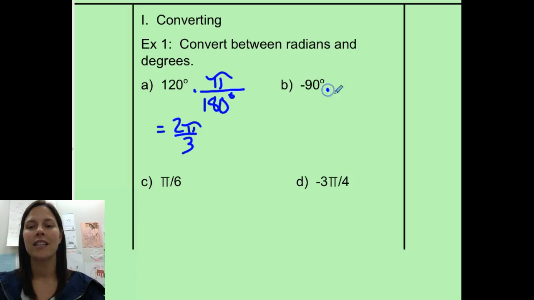Negative 90 degrees, again, I want my degrees to cancel, so 180 degrees goes in the denominator, and I want radians left in the numerator. 90 over 180 simplifies to 1/2. So I have negative pi over 2 radians.